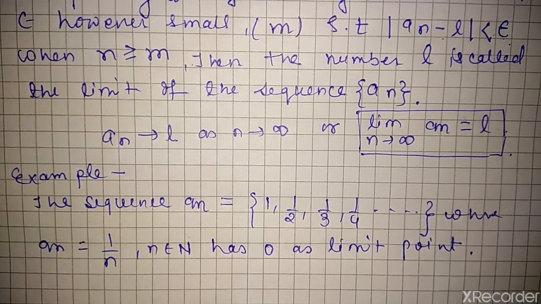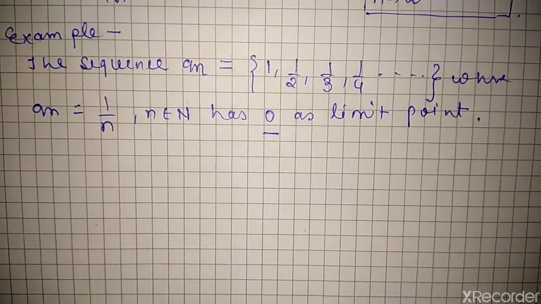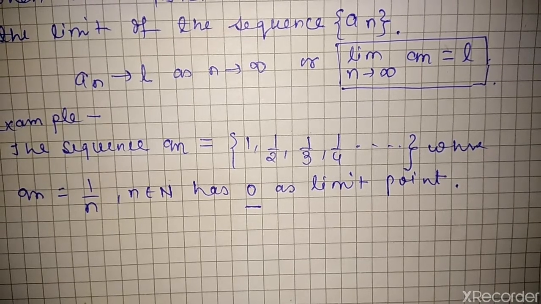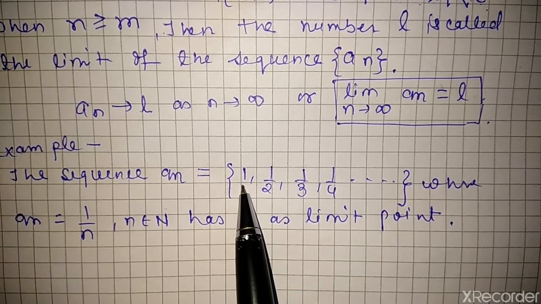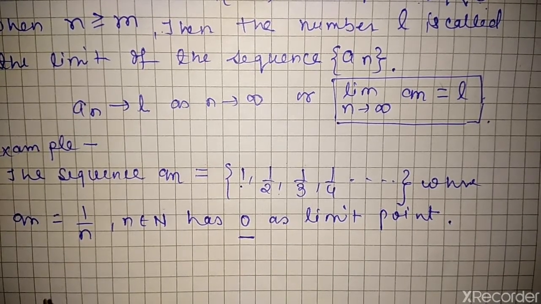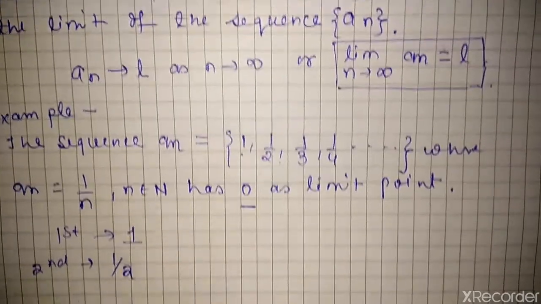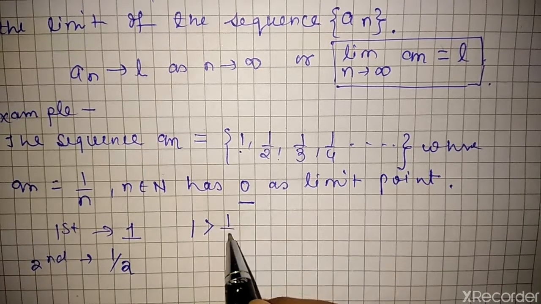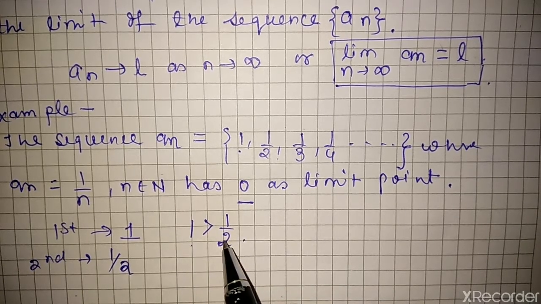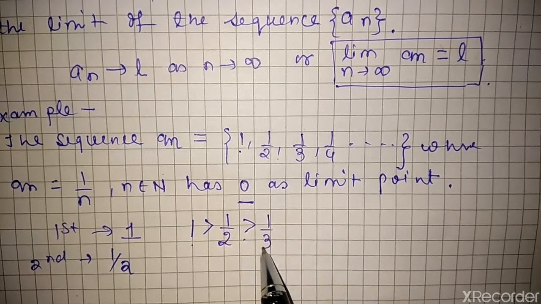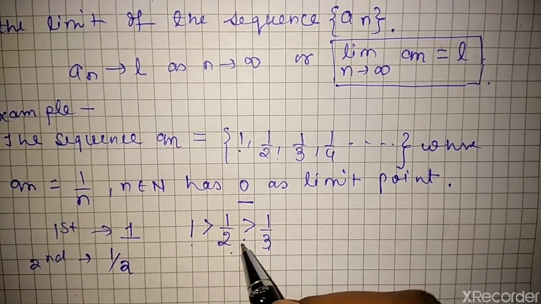So how can we find that this 0 is a limit point? Let us check. Here the first term of the sequence is 1 and the second term is 1 by 2. So 1 is greater than 1 by 2, that is, the second term is less than the first term. Similarly, the third term 1 by 3 is less than 1 by 2, the second term.